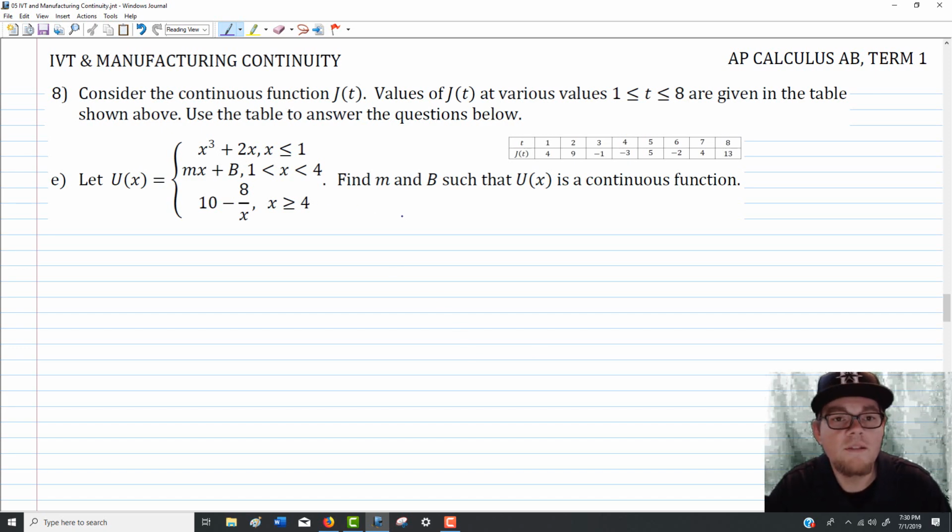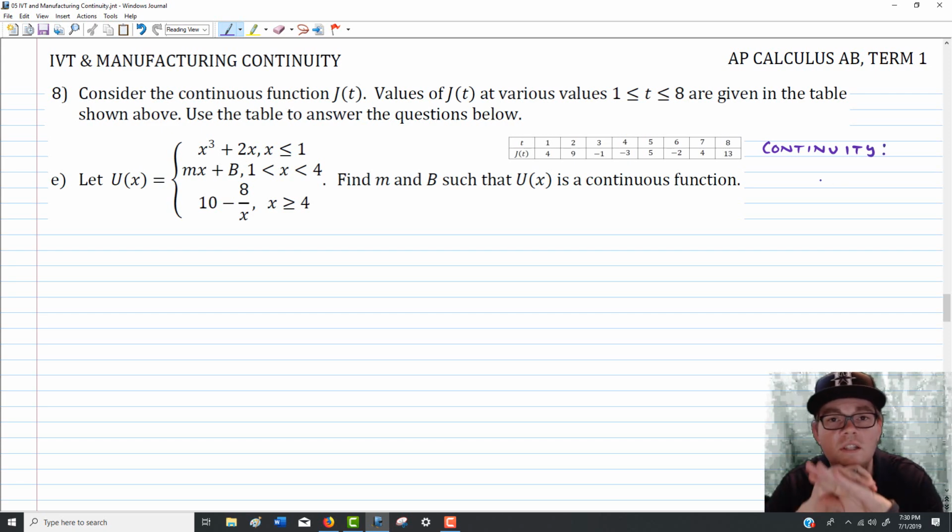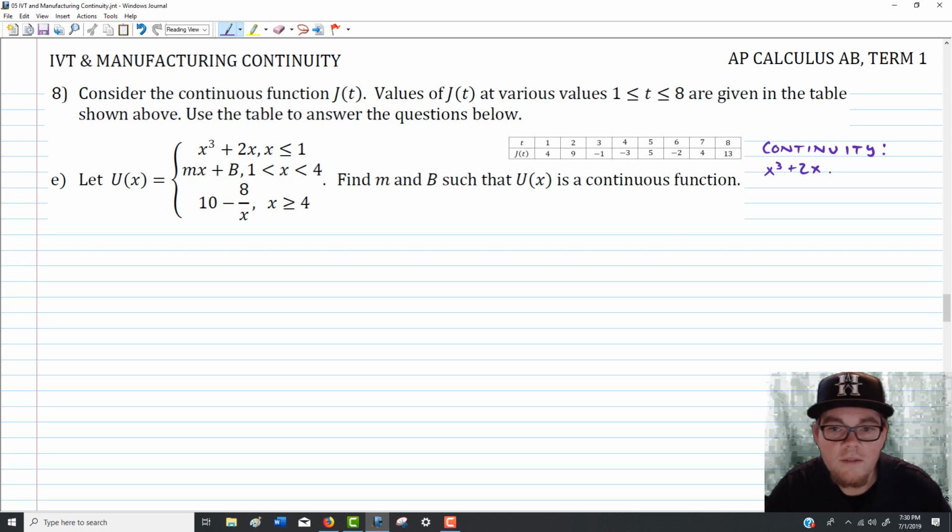So in here, a couple pieces to look at. First, for continuity, like you'll notice that I often do this, and I should do this every single time. If we want to make this a continuous function, we need to make sure it's continuous everywhere, that there are no issues in any of these pieces. So of course, as I look, x cubed plus 2x and mx plus b are continuous automatically.